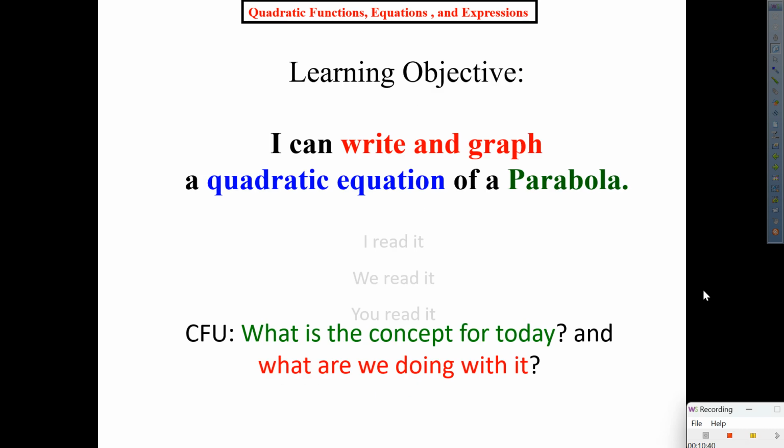All right, here we go. Our objective for today: I can write and graph a quadratic equation of a parabola. Write that down. And like I said, we're in the middle of all this, and it's going to get interesting today. You're going to see how it really flows since you guys did all the practice last week.